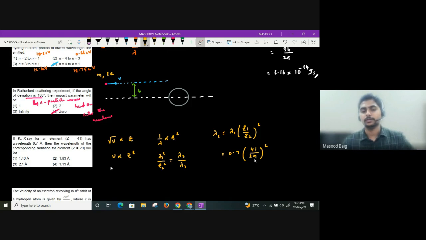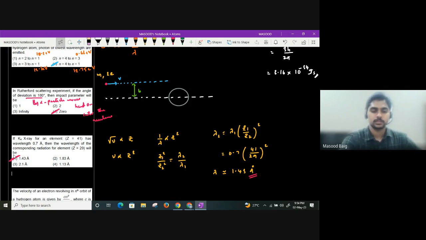So almost 40 by 30 if you take, you will get 4 by 3, and 16 by 9 when squared. So near about 1.4 something you should get as the answer. 1.43 angstrom will be the answer for this. Clear, everyone? Yes or no?